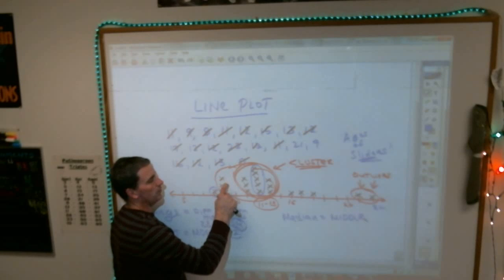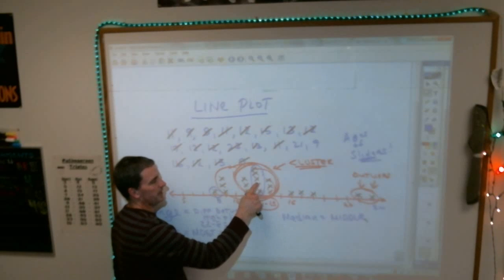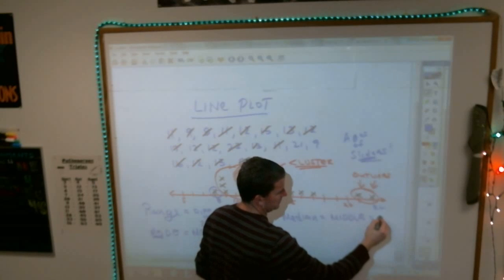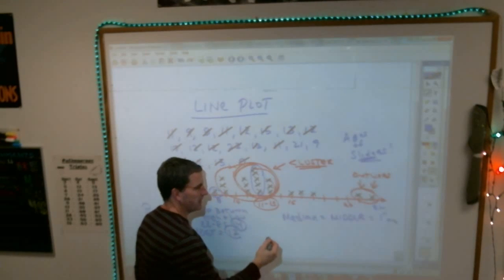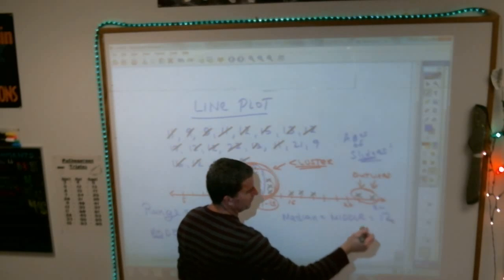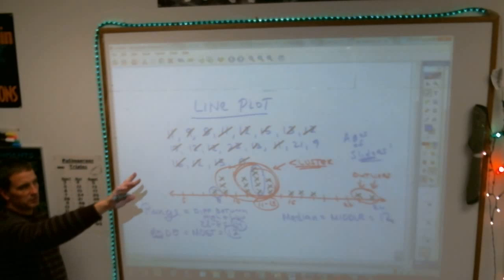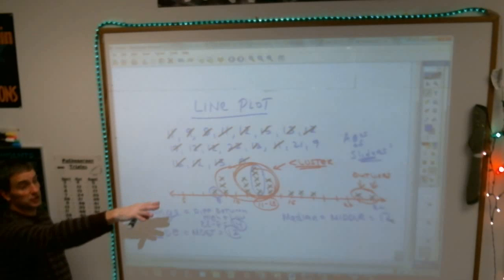1, 2, 3, 4, 5, 6, 7, 8, 9, 10. The median, the middle number in this, is going to be 12 because it is the 10th. If you lined everybody up from smallest to biggest, the exact middle of that line would be that person whose age is 12.